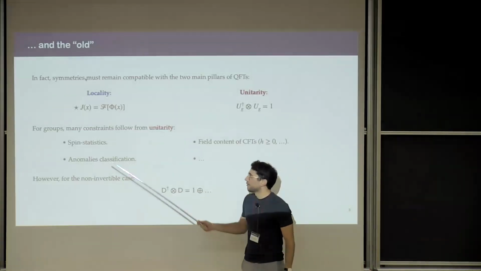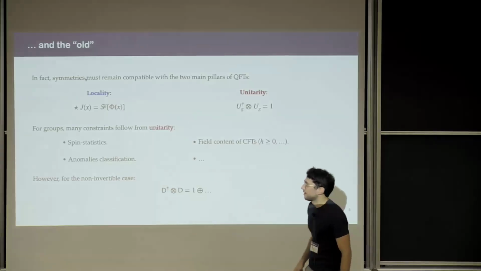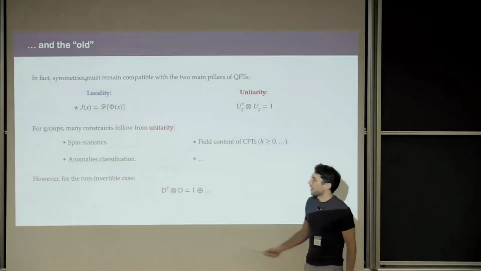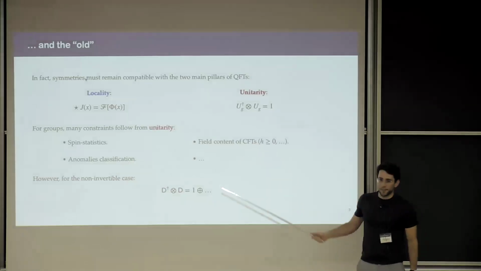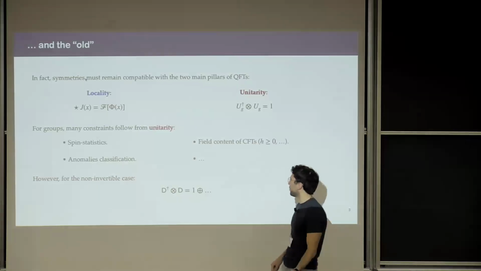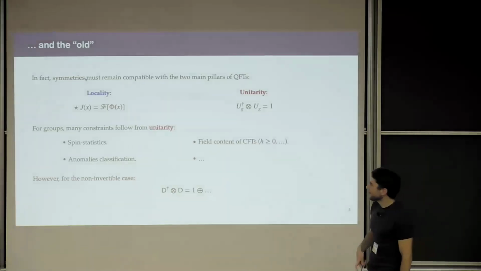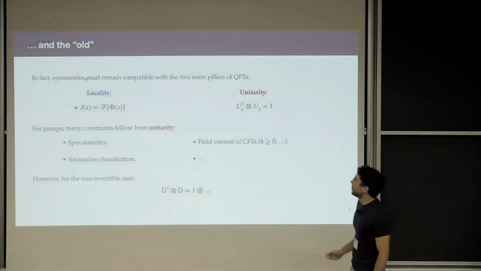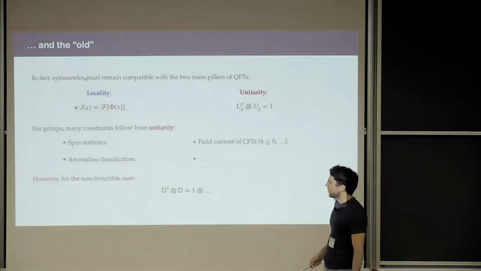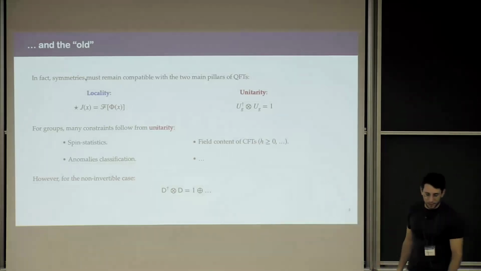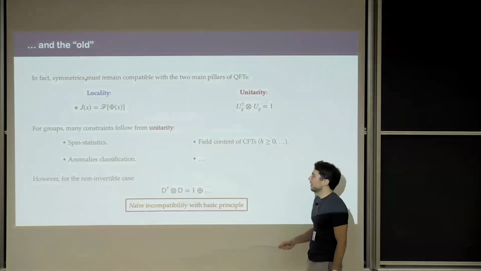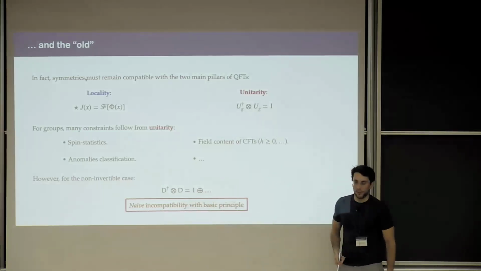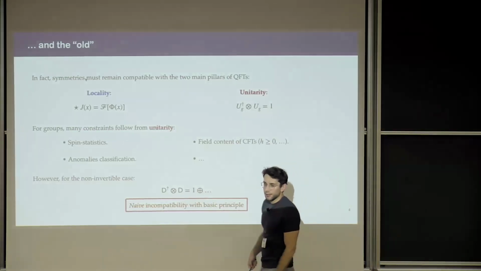For example, it can be used to probe the relationship between the spin and the statistics of particles. It can help us to define the classification of anomalies, to put constraints on the properties of fields that you may have in QFTs, and so on. However, if we try to apply at face value these notions of unitarity to non-invertible symmetries, we immediately come to some incompatibility. This is simply because of the very notion of non-invertible symmetry, which does not allow an equation like this to be satisfied. So there is this incompatibility, and the question is, how can we actually resolve this?